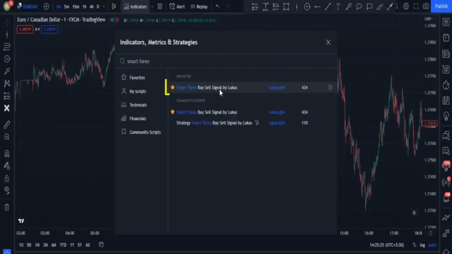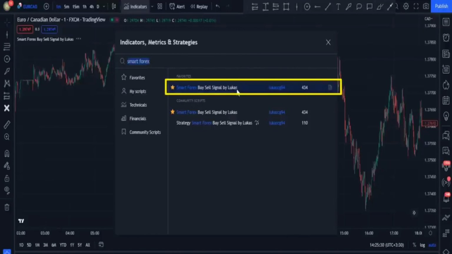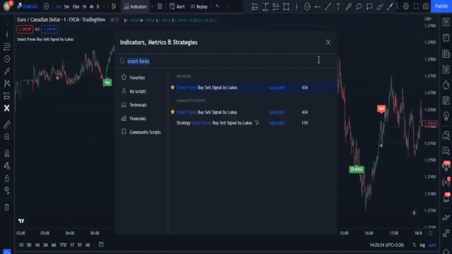Hello guys, in today's video I am going to show you one of the best existing strategies for trading according to the market trend. In order to do that, I choose the Euro-Canadian currency pair with the 1 minute time frame. Now we should add the indicator to our charts. So I open the indicators tab and type Smart Forex in the search bar and add this Smart Forex buy sell signal by Lucas to my chart.